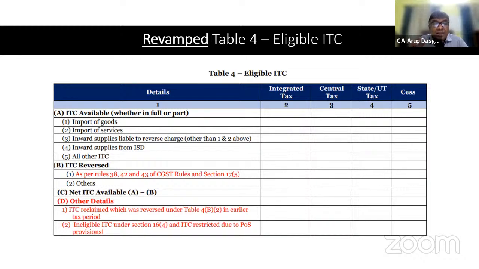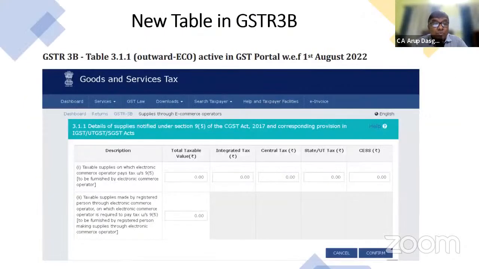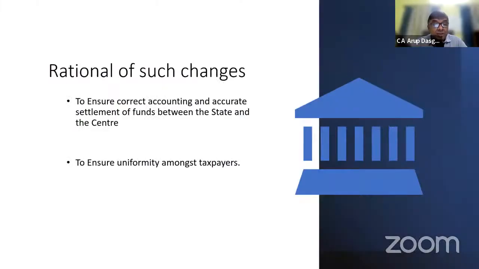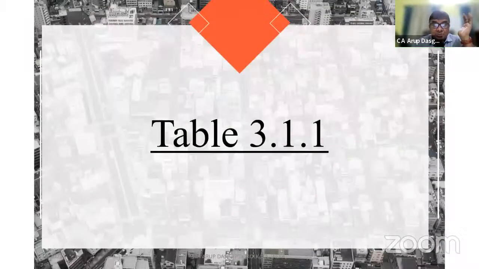So don't think that whatever workings are happening, these are just happening just like that. There is a rationale behind it. Whatever we have discussed yesterday here, to ensure correct accounting and accurate settlement of funds between the state and the center. This is the reason why we are showing the permanent reversals properly. Okay, this is one of the reasons.